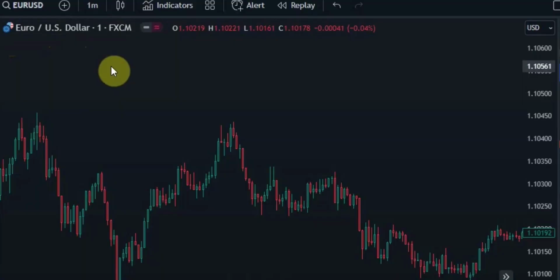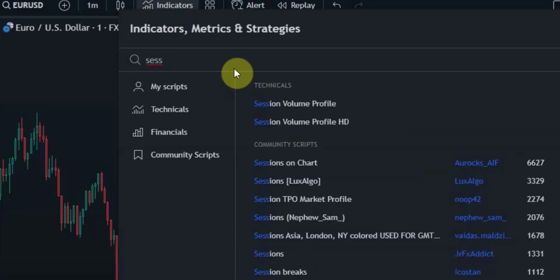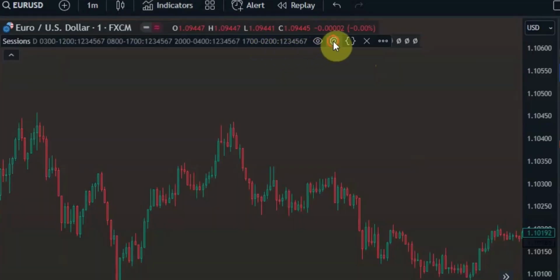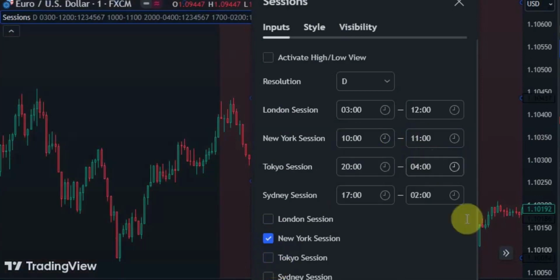So we're using the TradingView platform and we're on the Euro USD chart on the 1 minute time frame. And the first thing that we want to do is to highlight the hour that we'll be trading in. And we're going to use 10 to 11 a.m. New York time. So we'll go to indicators and search for session on the chart. And we're just going to adjust the settings. So we'll deselect London and Tokyo and put New York 10 to 11 a.m.